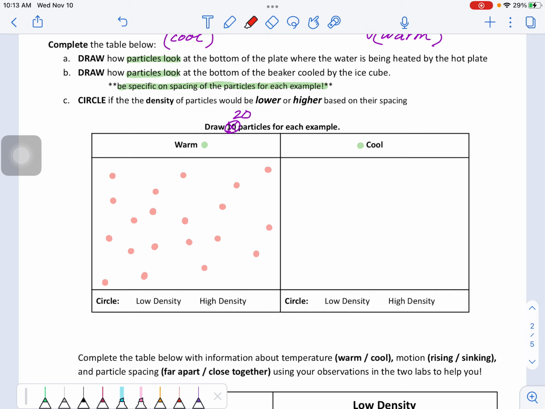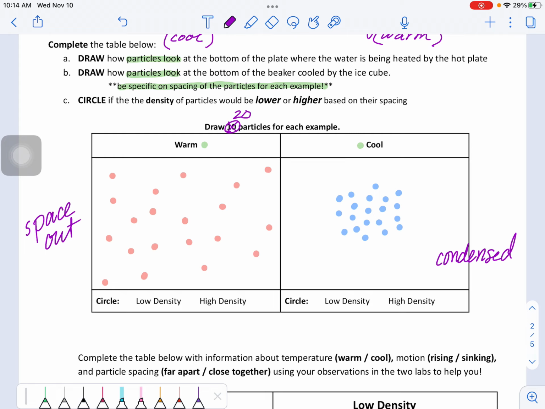So I want to make sure when I draw in my warm diagram, I keep those particles spaced out or expanded away from each other. Whereas cooler particles, they don't have as much energy, they're slowing down, they are becoming more compact over time. So when again I draw my 20 particles, I want to make sure that they are more condensed. And that's because they don't have as much energy.